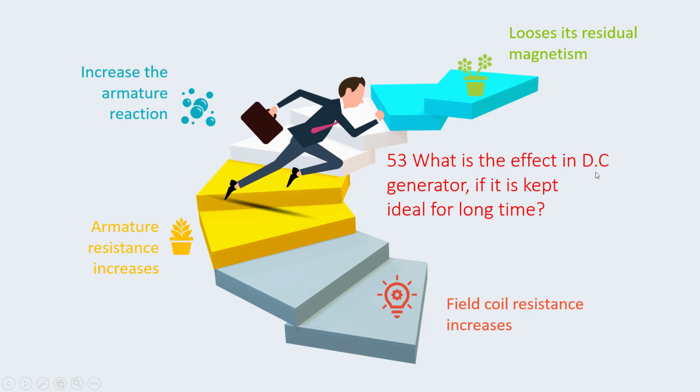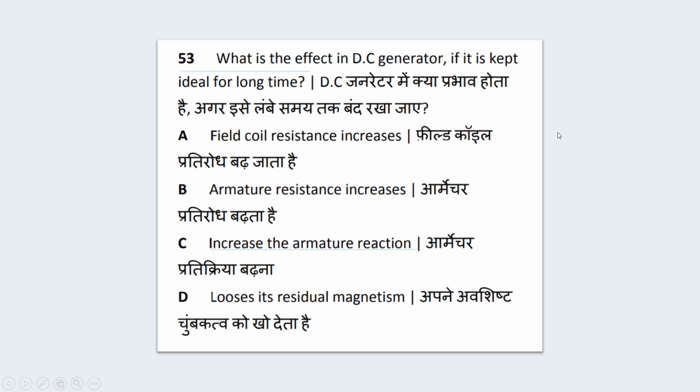What is the effect in a DC generator if it is kept idle for a long time? Field coil resistance increases, armature resistance increases, increases the armature reaction, loses its residual magnetism. The answer is loses its residual magnetism.